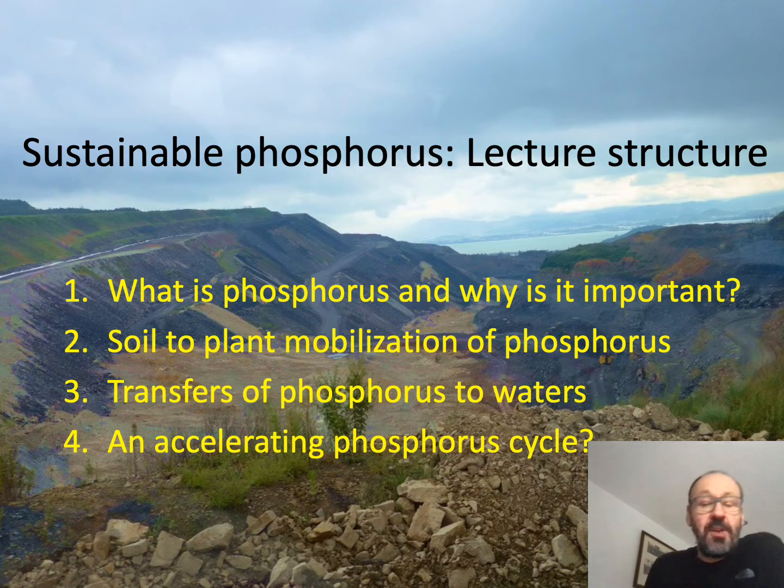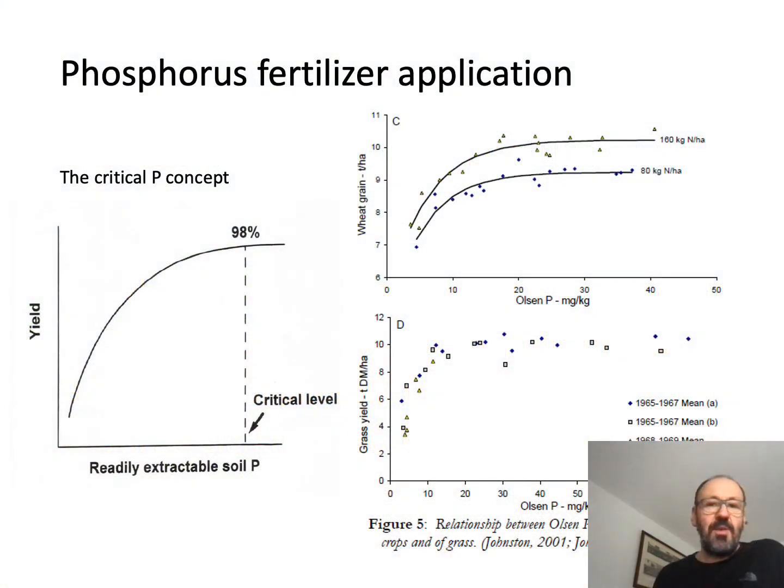What is phosphorus and why is it important? So now to the next bit, soil to plant mobilisation of phosphorus. Really, why do we do that? Well, let's just look at this. It's really elementary agronomy, but it really is very important for getting the message across. Basically, it's absolutely amazing in helping in plant and crop production, and therefore in feeding the planet.